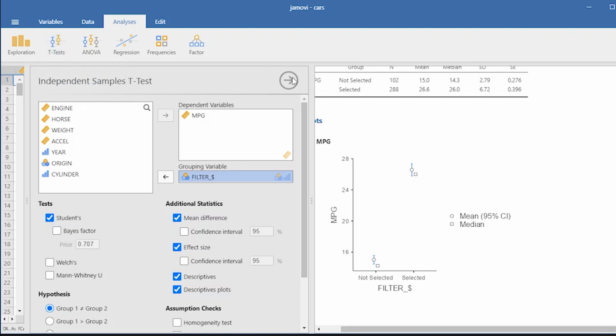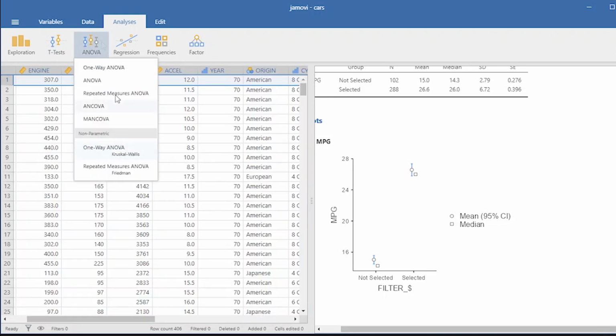Now I'm going to use the ANOVA test. If you remember, we have the one-way ANOVA, and the repeated measures ANOVA. Then we have the ANCOVA or the MANCOVA, and the non-parametric alternative for one-way ANOVA, the Kruskal-Wallis.